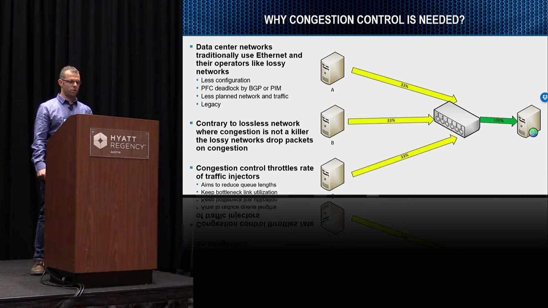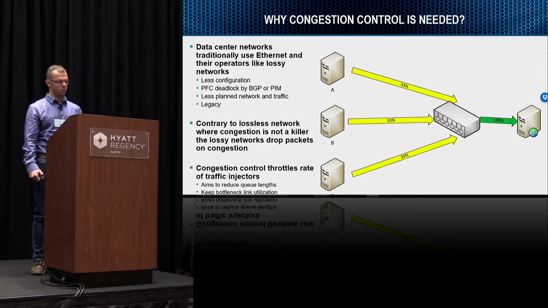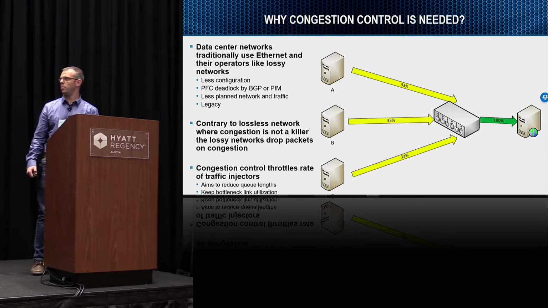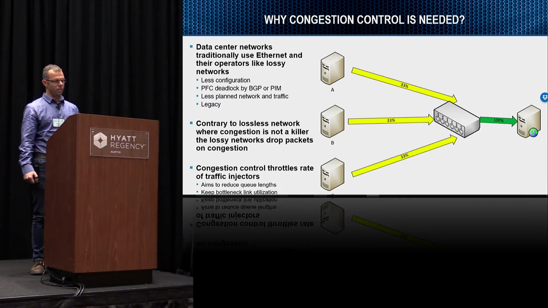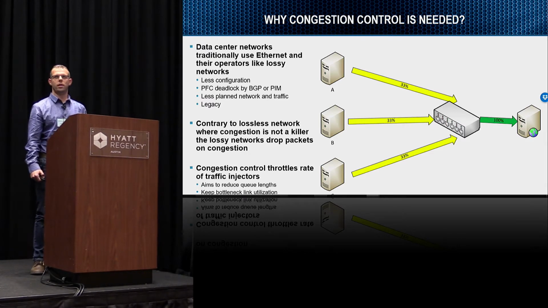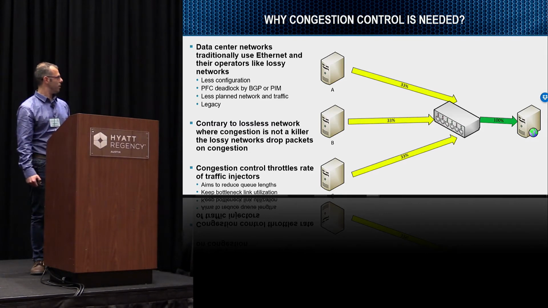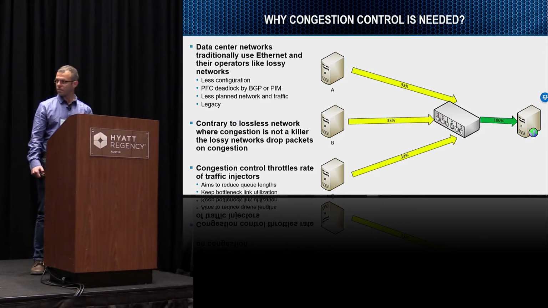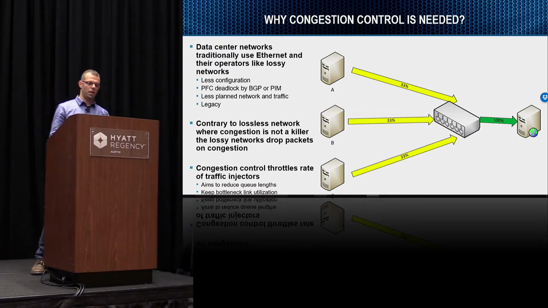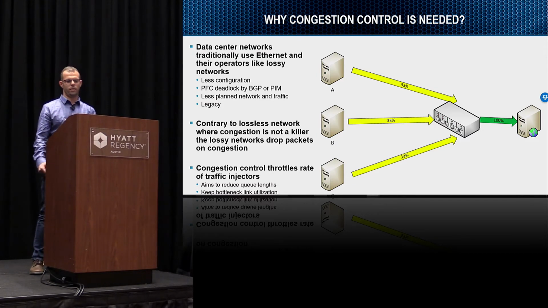Perfect congestion control aims to reduce the queue length at the congestion point in the switches, keeping high bottleneck link utilization and fairness between the senders. Here, in this simple scenario, the congestion control will achieve that each of the hosts sends at a rate equal to a third of the link rate, such that the bottleneck link will be utilized and not overutilized.